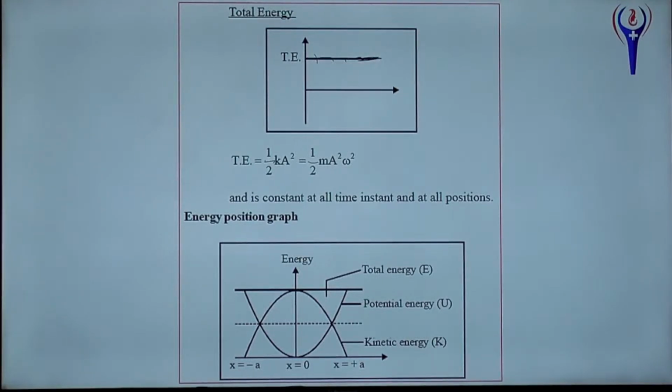See, at a particular time, at this time, kinetic energy is there, potential energy is here, but total energy is here only. At any point, total energy is constant.